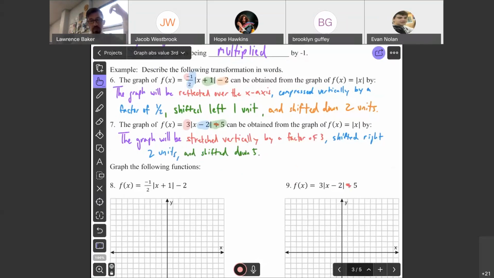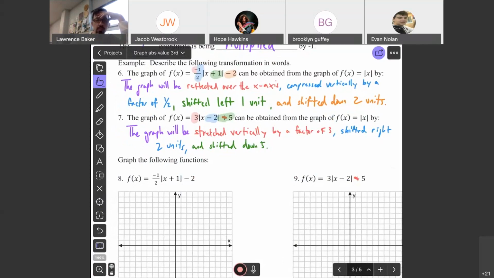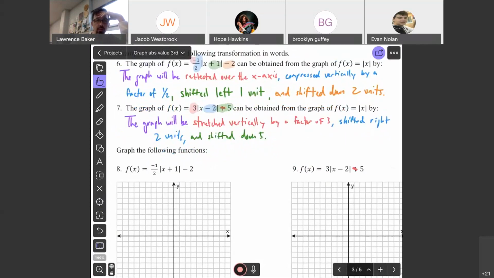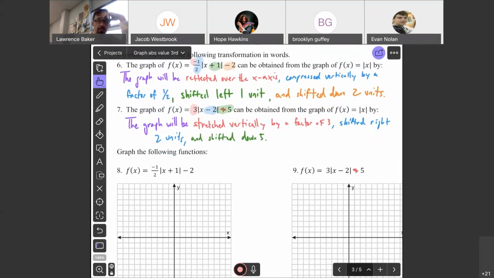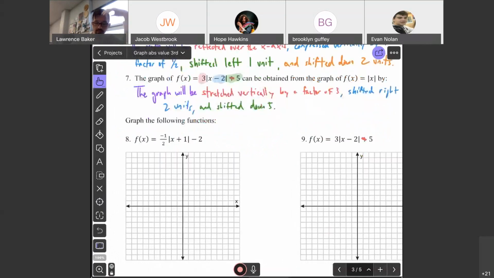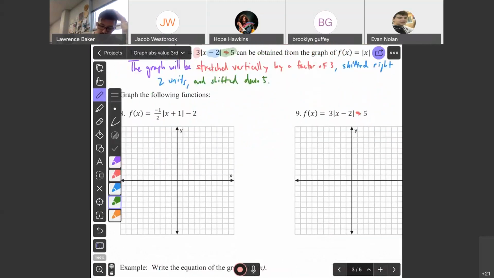All right, so we're going to graph those 2 functions. Let's notice 8 and 9 are the same thing as 6 and 7. Graphing absolute values is pretty easy because of the shape they are. The first thing you're going to do is find the vertex. Remember, that's based around the idea that the vertex is supposed to be at 0, 0.